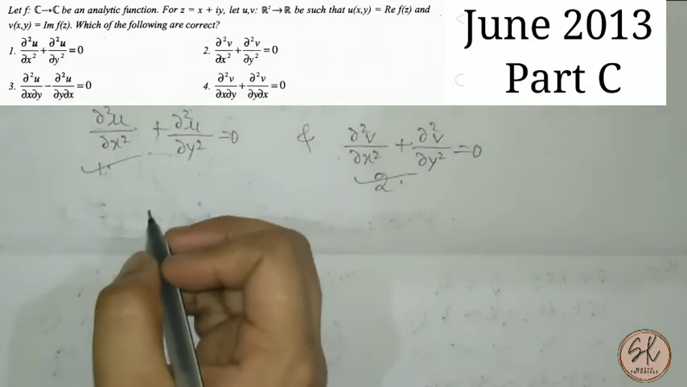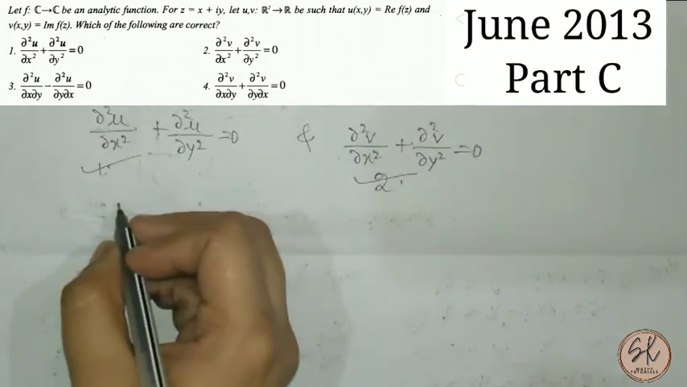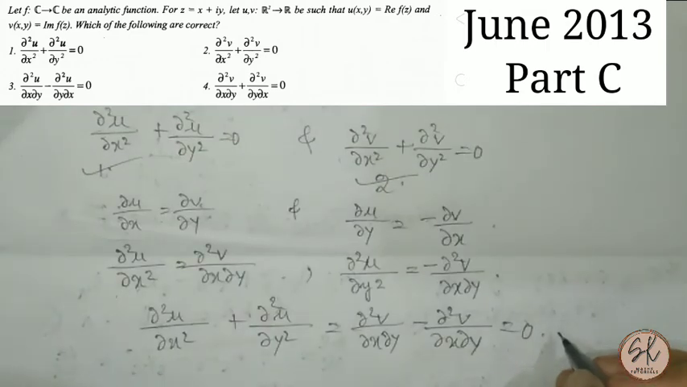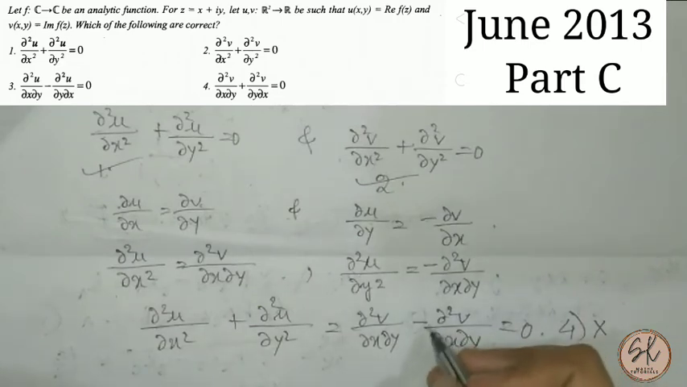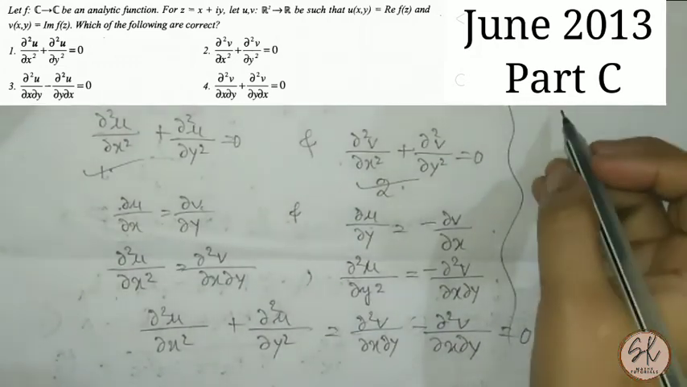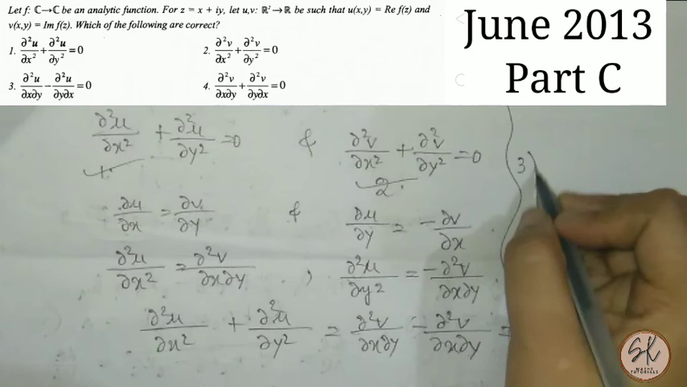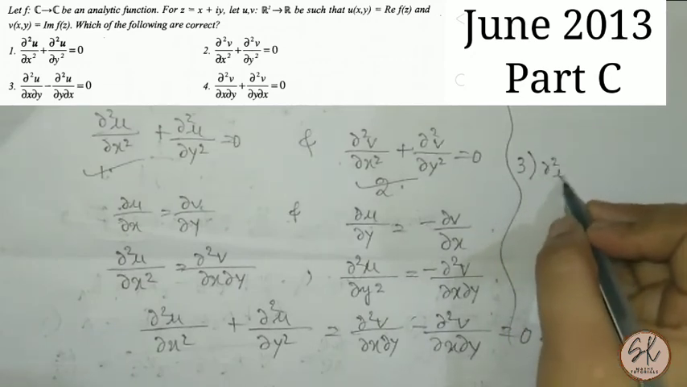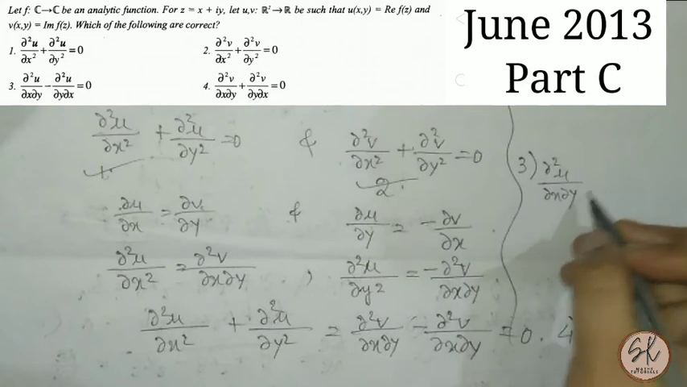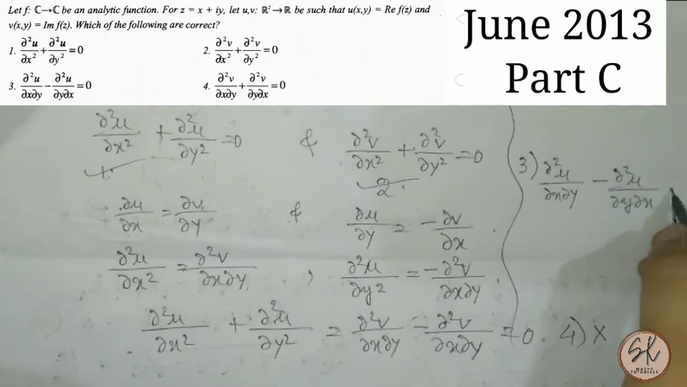So we know that if any function is analytic, then it will also satisfy the Cauchy-Riemann equations, so therefore see, option 4 is incorrect, because here this is minus and in the option it's given plus. Okay, so similarly we can check for option 3 and that will come true. Okay, see option 3, that is del square u by del x del y minus del square u by del y del x equals 0.